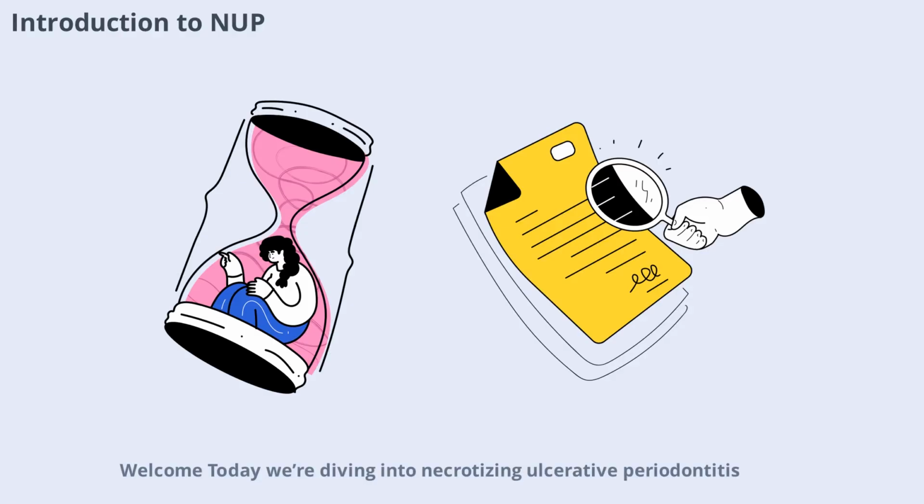Welcome. Today, we're diving into necrotizing ulcerative periodontitis, or NUP, a severe gum disease that extends beyond the surface, affecting deeper periodontal structures. NUP is a progression from necrotizing ulcerative gingivitis, leading to loss of attachment and even bone loss. Understanding NUP is crucial for both dental professionals and anyone interested in oral health, as it can have significant impacts on quality of life. In this video, we'll break down the types of NUP, their clinical features, and how they're treated. Let's start by understanding what sets NUP apart from other periodontal diseases.